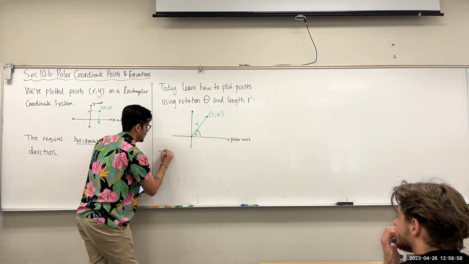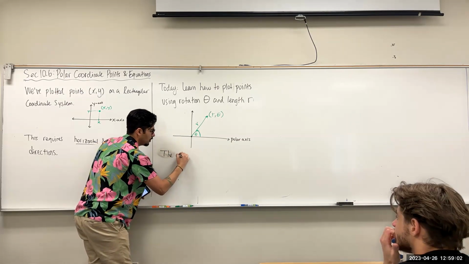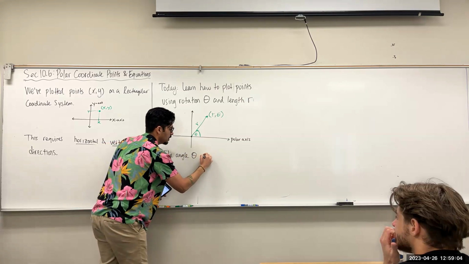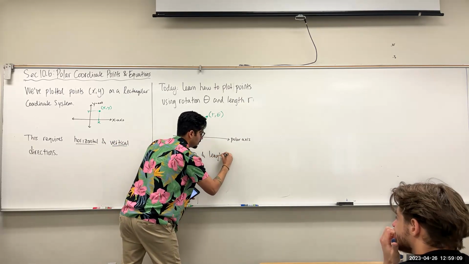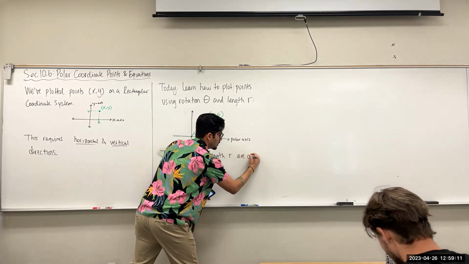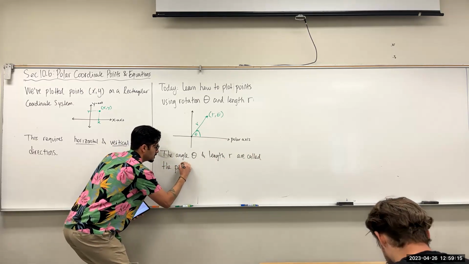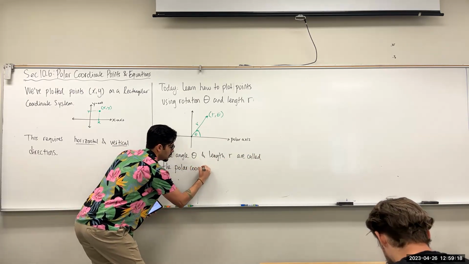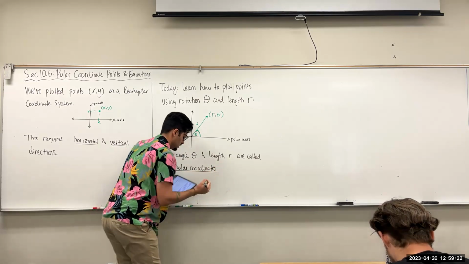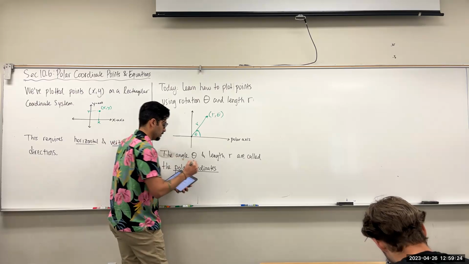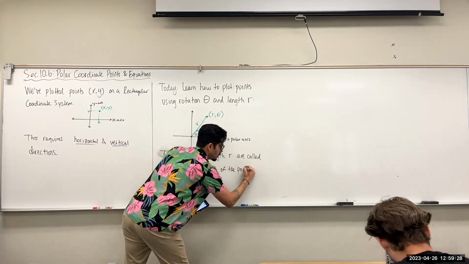So the angle theta and length r are called the polar coordinates of the point, r theta.